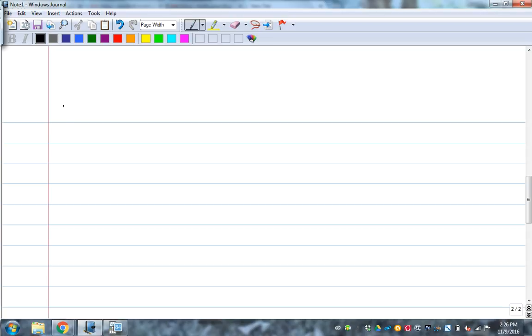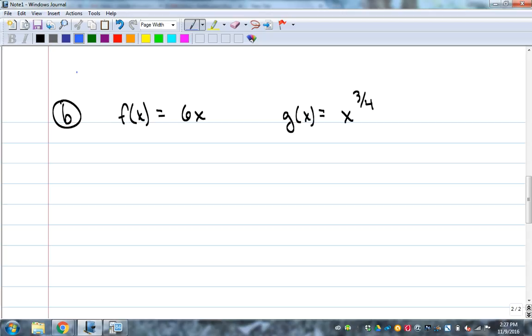Okay. Example B. All right, so f of x, we'll kind of ease our way into this. We'll make it just plain old 6x, 6 times x to the first power, and then g of x, let's make it x to the 3/4. Before we get started, let's discuss the domain of each of those, because this is a little bit different because of the x to the 3/4.